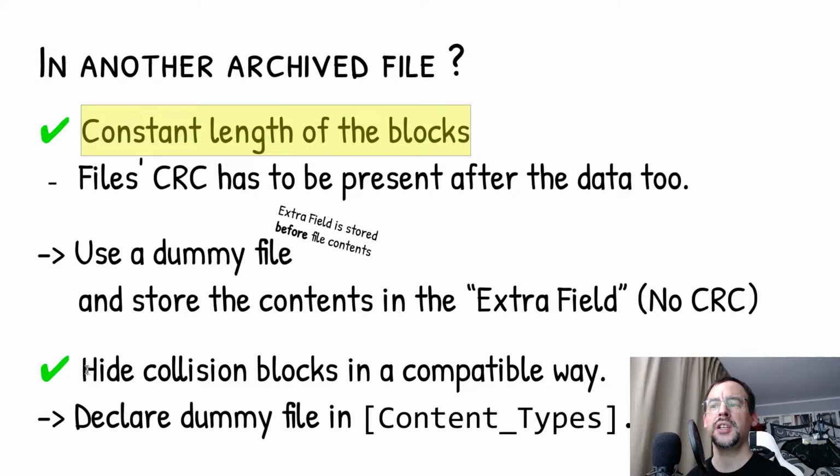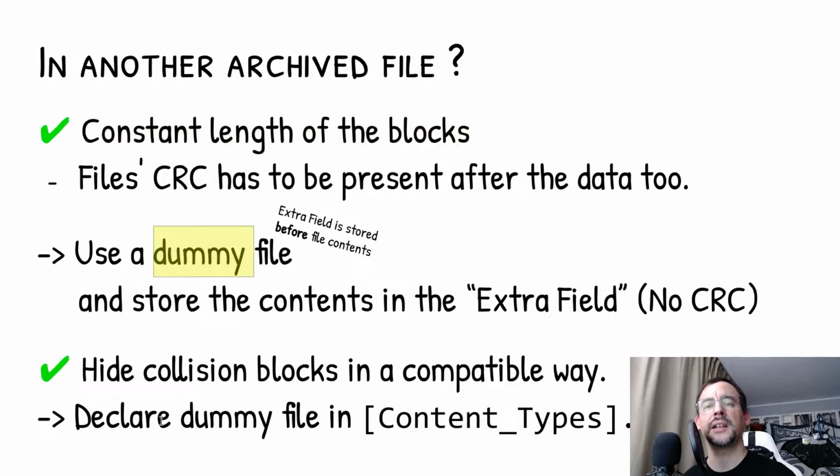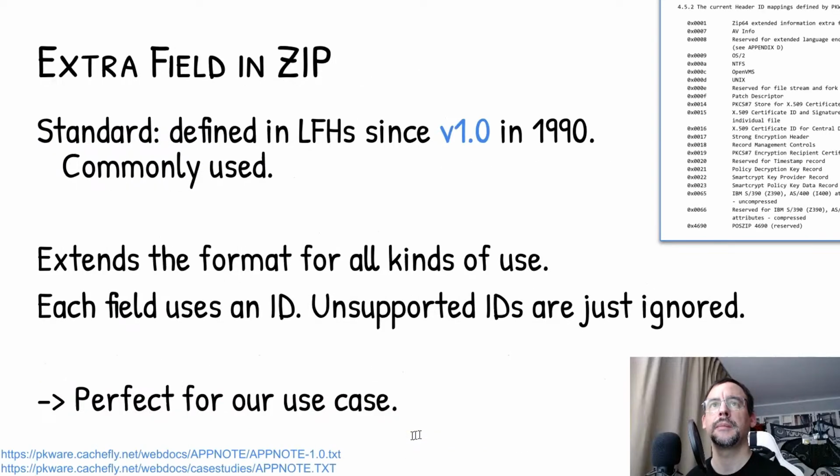And now you just need to hide this extra dummy block, the extra dummy file, in the whole archive. So basically, you need to tell OpenOffice or Office that this file exists. You just need to declare it as a dummy file, as whatever binary data, so that the file doesn't say, hey, there's this data in the archive and I don't know what it is. That's easy. So the extra field in zip is standard.